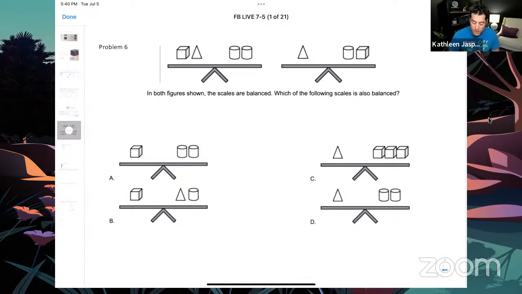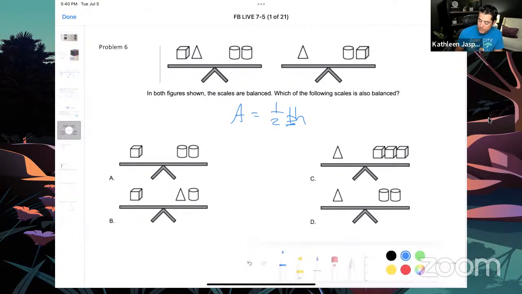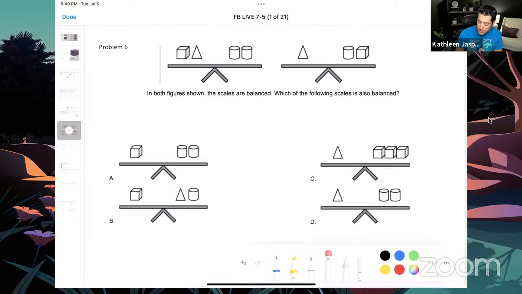Literal equations are when you have, and I'll just give you this one, area equals 1/2 base times height. Everything is basically letters. And what if I said solve for B, right? So you'd have to move things around and then solve for B. Well, this is very similar to that, except now we're dealing with shapes.